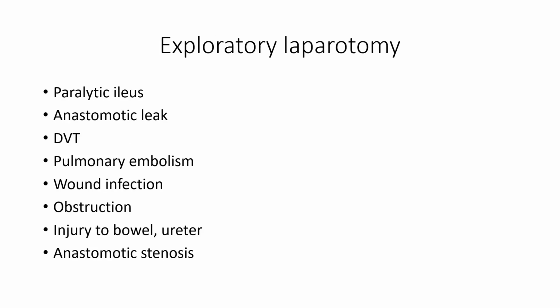For exploratory laparotomies, the most common complications are paralytic ileus. There can be anastomotic leak. There can be DVT and pulmonary embolism. For DVT and pulmonary embolism, if the patient's risk features are there from the beginning, then preoperative measures can be started. Otherwise, postoperatively, we can manage the patients with medication, and stockings can be advised for the patient.